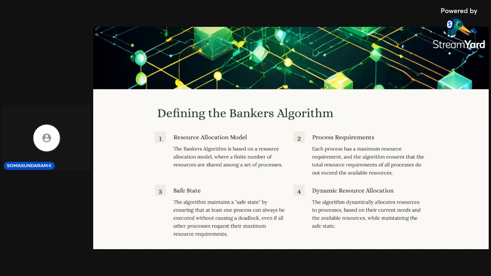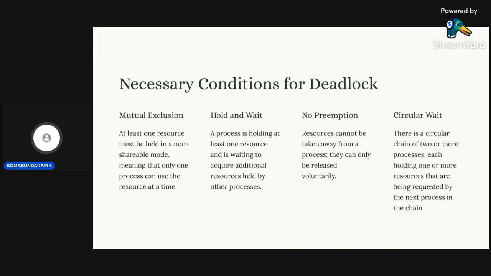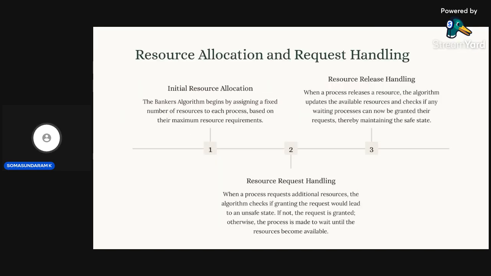Dynamic resource allocation: the algorithm dynamically allocates resources to processes based on their current needs and the available resources while maintaining the safe state. Necessary conditions for deadlock, we already discussed. Resource allocation and request handling. Initial resource allocation: the Banker's algorithm begins by assigning a fixed number of resources to each process based on their maximum resource requirements.